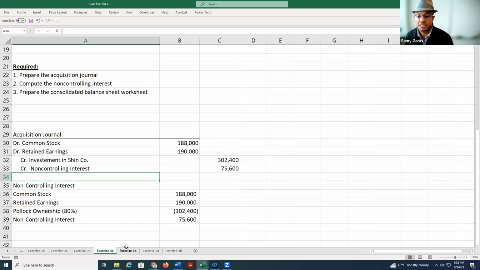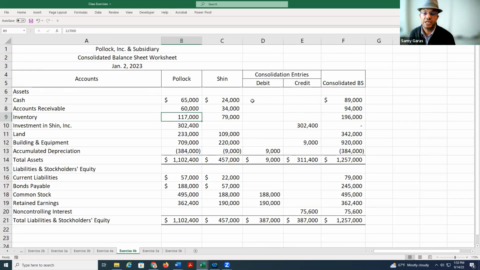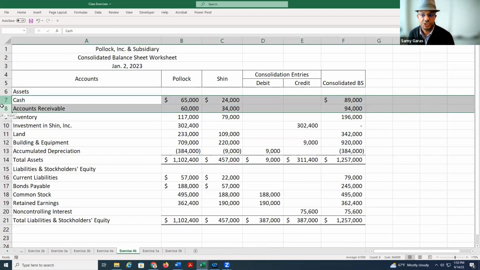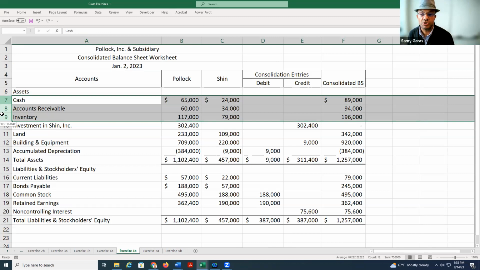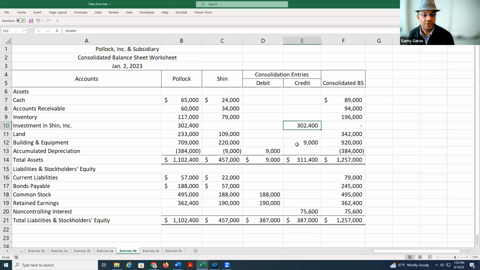Now we need to take these amounts and go here to the financial statement, the balance sheet. When we add, we can see the cash, receivables, and inventory are the same. We just add the parent balance with the subsidiary balance. For the investment, it will offset each other so the investment doesn't show up, as well as the common stock and the retained earnings. And here we can see the non-controlling balance.